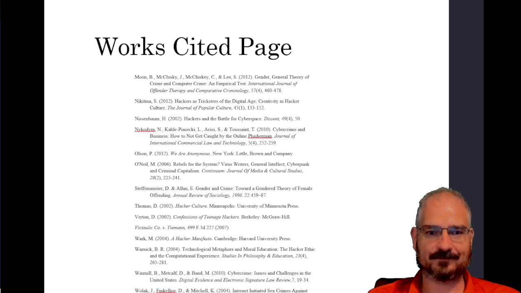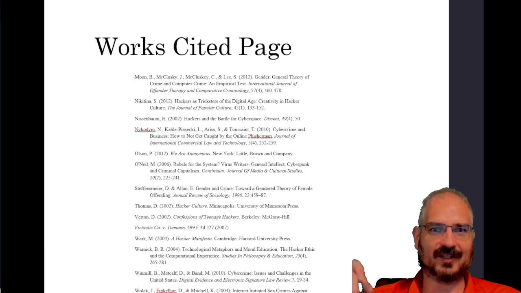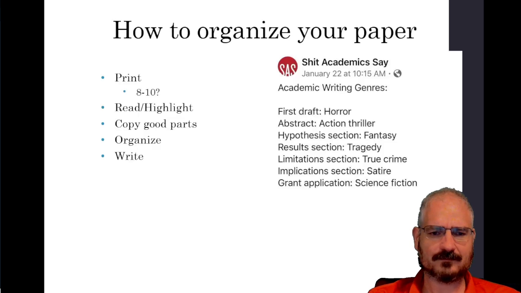Also notice that each entry is in alphabetical order by the first letter of the last name of the first author. So you want every entry to be in that alphabetical order. If you have multiple entries with the same name or names, you organize them by date, which I don't think I have in this particular example, but there you go.